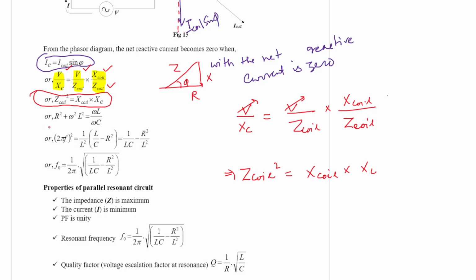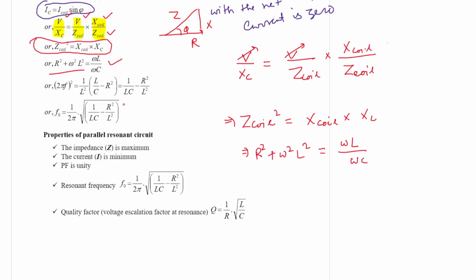Now Z coil square is R square plus omega square L square. Now what is X coil? X coil is omega L. What is XC? 1 by omega C. So this will be the result. If you solve this, you will get the resonant frequency, which is given by this formula. It's a matter of one more line.